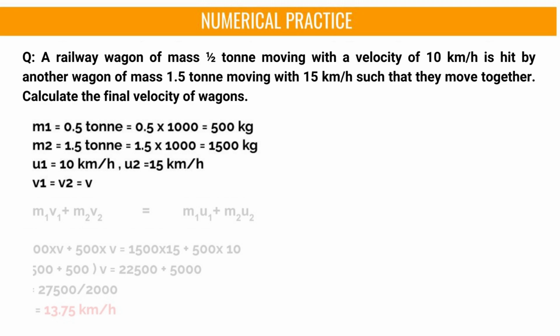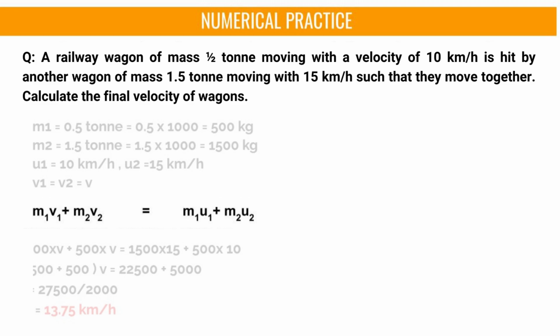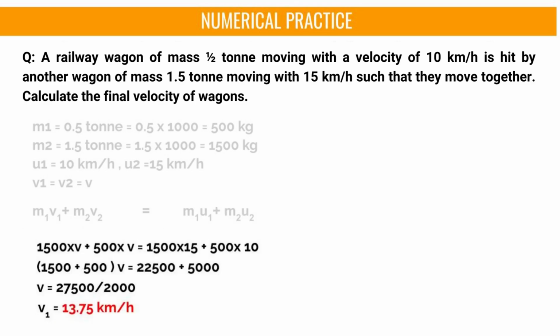V1 and V2 equal V. Putting values into the formula, M1 V1 plus M2 V2 equals M1 U1 plus M2 U2. 1500 multiply V plus 500 multiply V equals 1500 multiply 15 plus 500 multiply 10. Taking common V, bracket 1500 plus 500 bracket close, V equals 22,500 plus 5,000. V equals 27,500 upon 2,000. V equals 13.75 km/h.